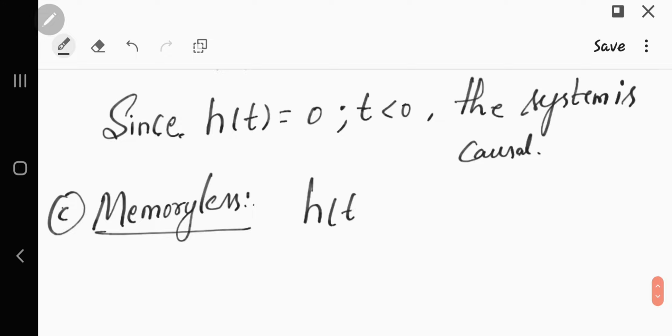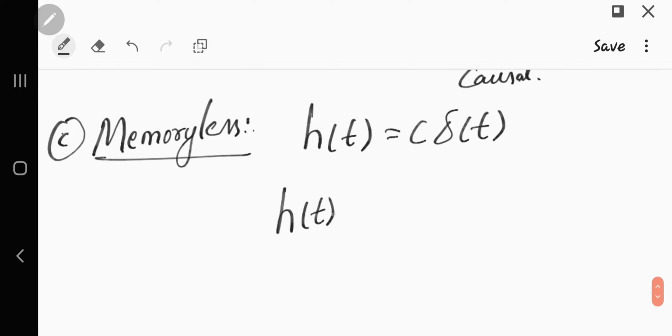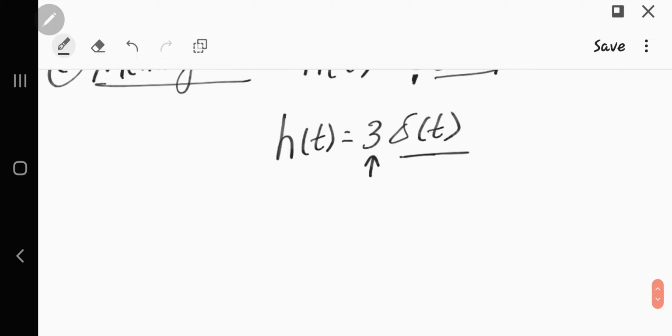So condition of the system to be memoryless means it should be of this form. The impulse response should be of this form, that is c into delta t. Then only the system is said to be memoryless. Given h of t is equal to 3 into delta t. So now you can observe this, c is a constant. So here in place of c we have 3 here, and delta t is there, and this is also delta t. That means the impulse response is satisfying the condition of memoryless. So that means the system is a memoryless system.